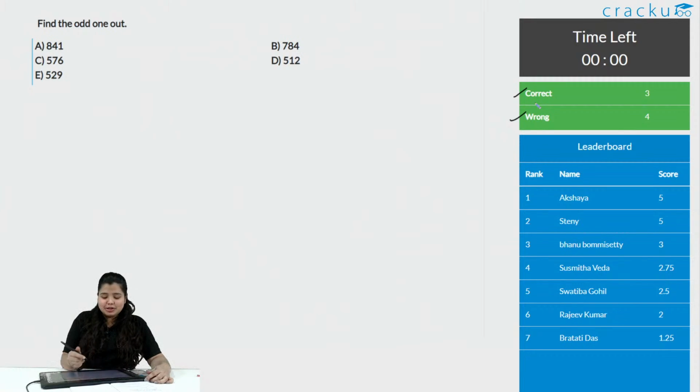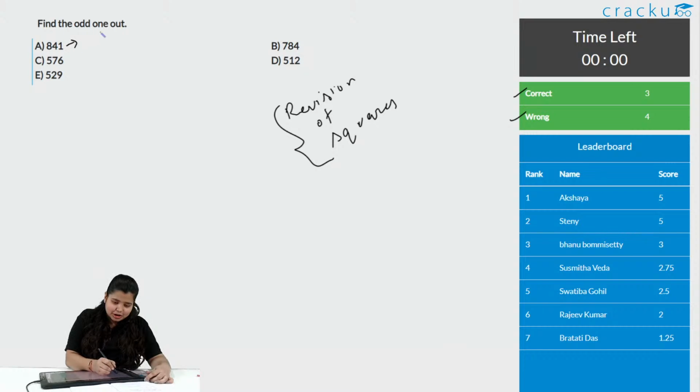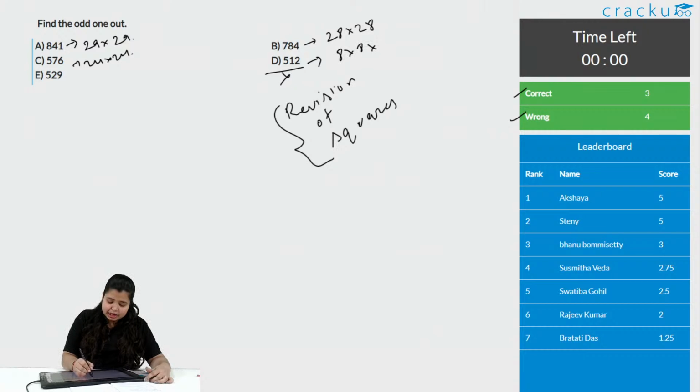It's really very simple. Again, this is for the revision of squares. What is this? This is 29 into 29. What is this? This is 28 into 28. What is this? This is 24 into 24. What is this? This is not the square of anything, rather this is the cube of 8 into 8 into 8. And what is this? This is again 23 into 23.